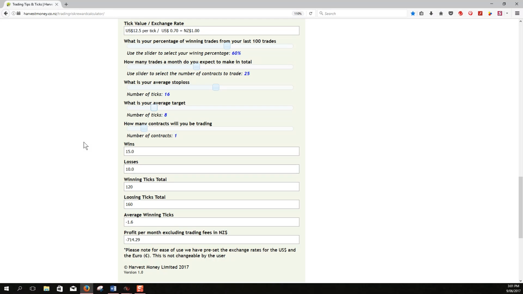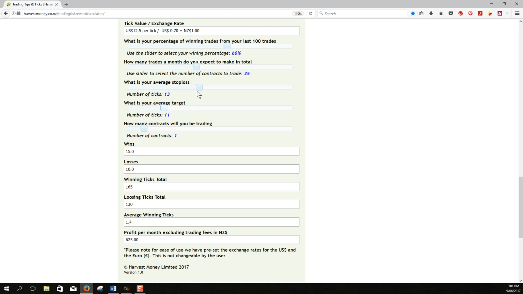So here we are back on the calculator. Hopefully you can see the difference this is going to make is going to be quite dramatic. So if we take our stop loss from 16 back to 13, and we take our average target now up to 11, we can see that before we were actually losing money here. Now it's done a complete turnaround.